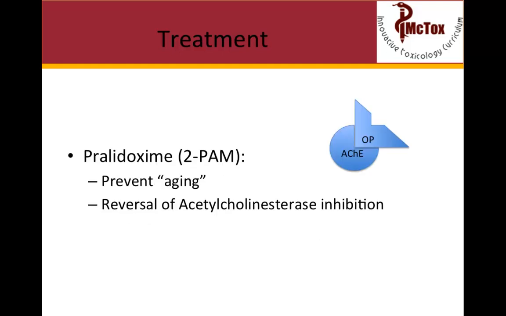The next strategy in management is the use of an oxime, such as pralidoxime. It prevents aging, or the permanent attachment of organophosphate to acetylcholinesterase, therefore regenerating the enzyme's activity. Pralidoxime can also bind unbound organophosphate and prevent their binding to nerve terminals. Pralidoxime is useful with organophosphates and not carbamates.